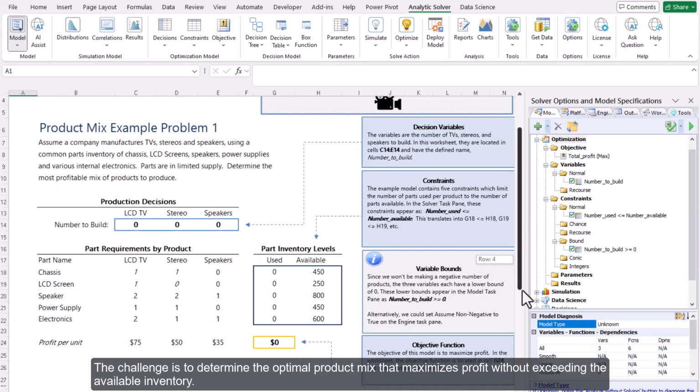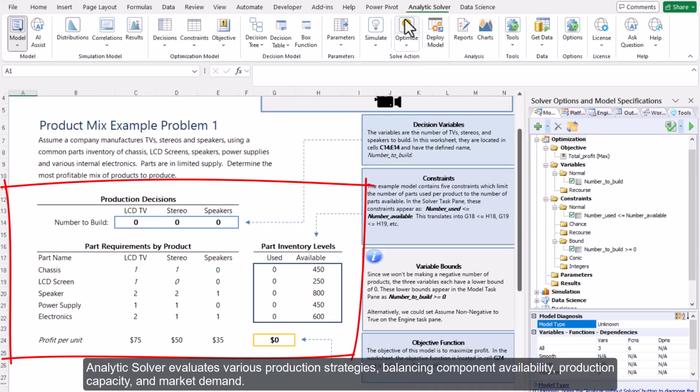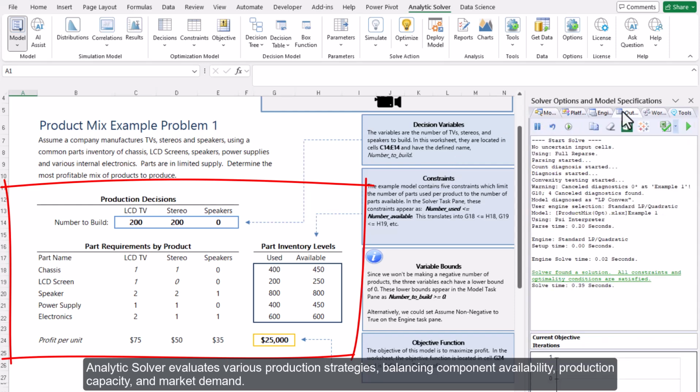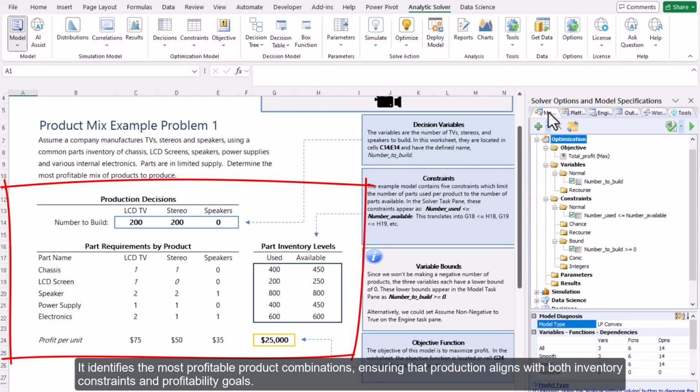Analytic Solver evaluates various production strategies, balancing component availability, production capacity, and market demand. It identifies the most profitable product combinations, ensuring that production aligns with both inventory constraints and profitability goals.